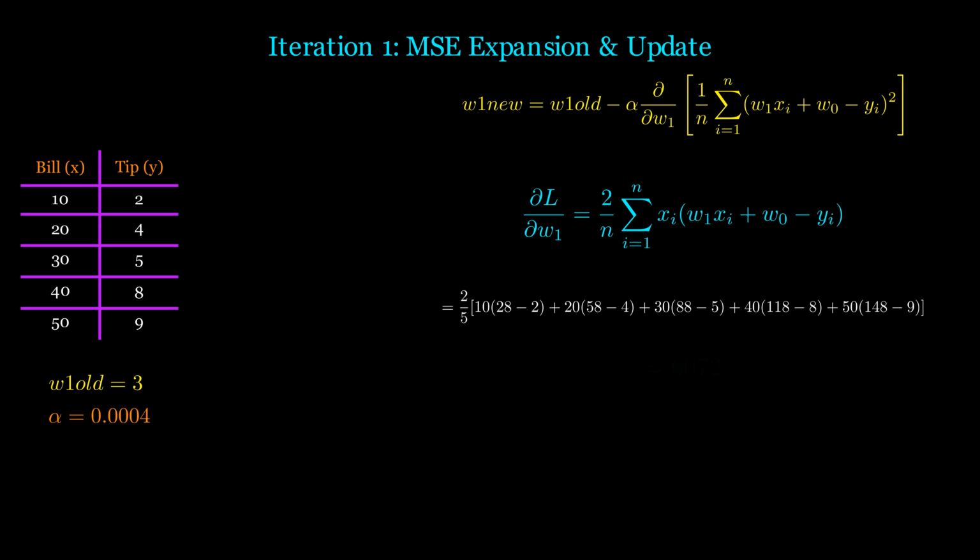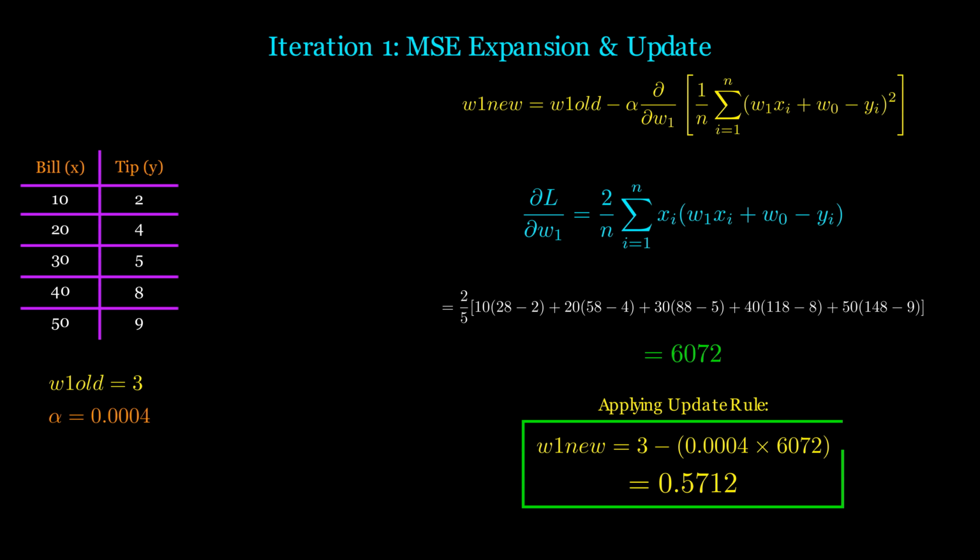Take a look after substituting the values. Now, W1 new equals W1 old minus alpha times the value we got above. After calculations, W1 new equals 0.5712.